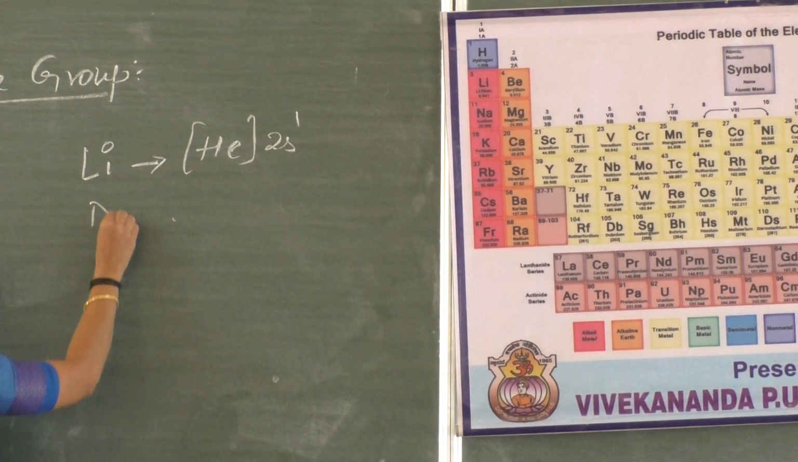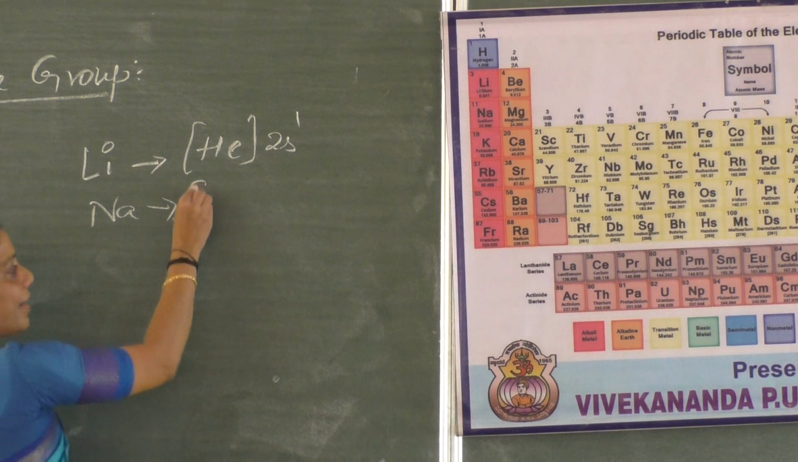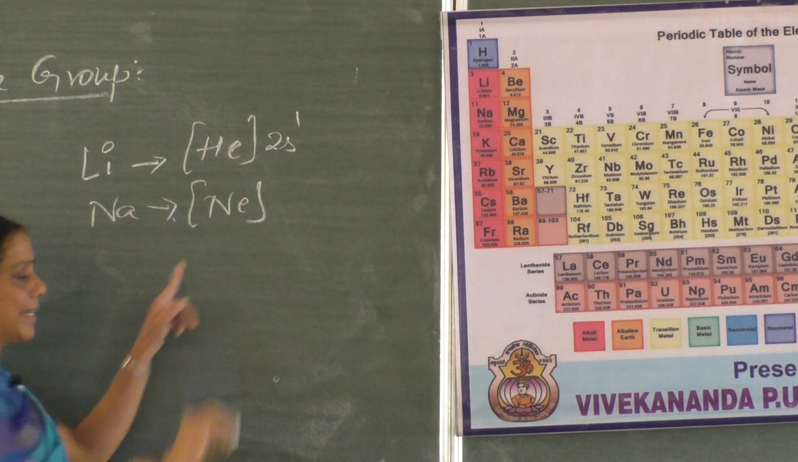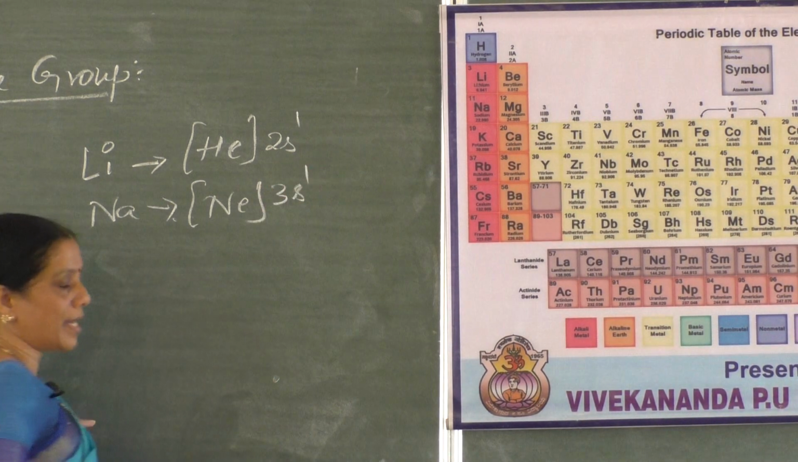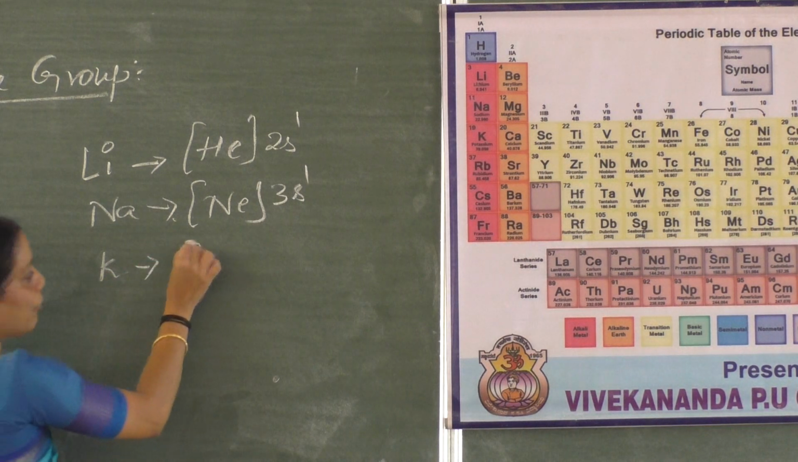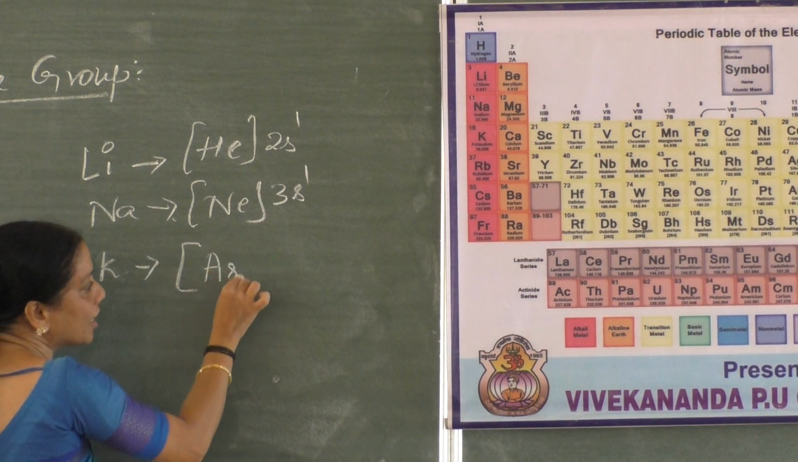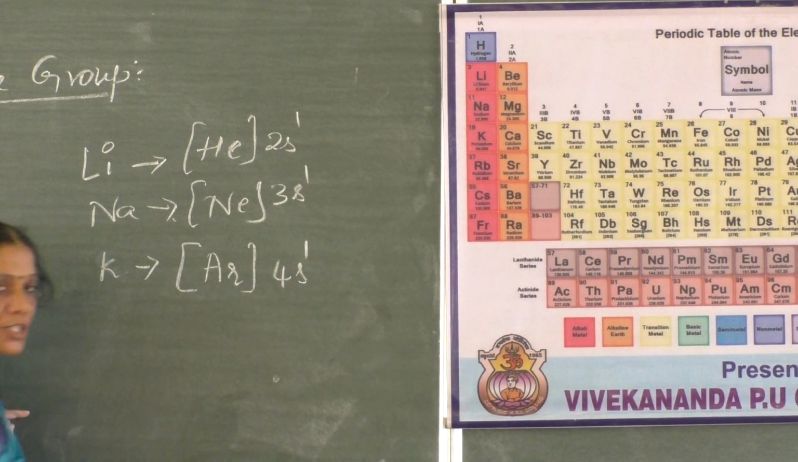Next element of the first group is sodium, with the atomic number 11. If I write neon, that is 10 inner electrons included. Next comes 3s1. Next is potassium with the atomic number 19. If I write the noble gas configuration, argon 18, the next electron enters into 4s1.